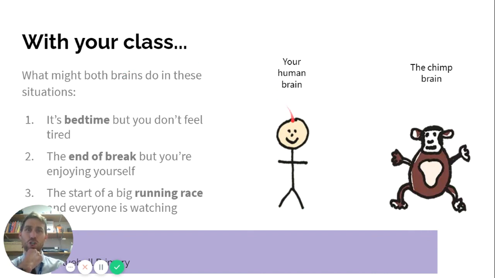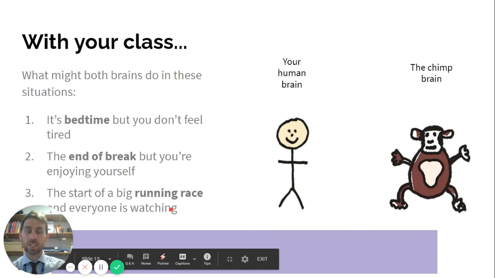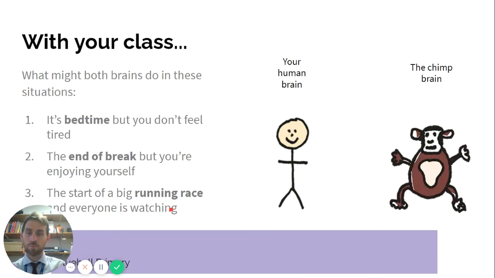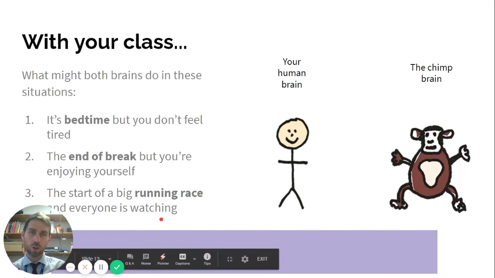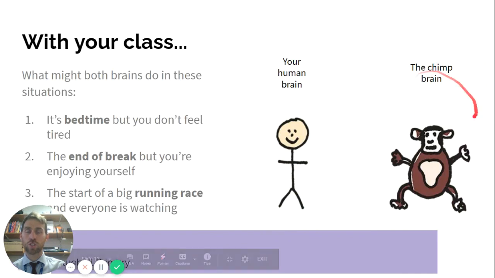Have a think. What's your human brain going to do and what's your chimp brain going to do? And the other scenario, it's the end of break, but you're enjoying yourself, having a great time on the playground. Now, what's your human brain going to do at this point and what's the chimp brain going to do? And then the final thing to talk about is it's the start of a big running race. You're sat there on the start line in starting position, everyone's watching. What's your human brain going to do and what's your chimp brain going to do?